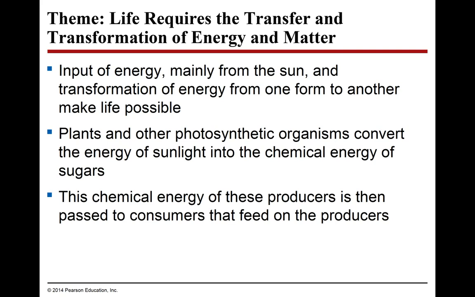So plants and other photosynthetic organisms convert energy from the sunlight, called solar energy, into chemical energy in sugars called glucose, right? And this chemical energy of these producers is then passed on to consumers that feed on them. For example, sunlight gives this energy to grass. Grass makes glucose. Cow eats the grass. Human eats the cow. It is the food chain, right? That's how energy is transformed from one life form to the other.